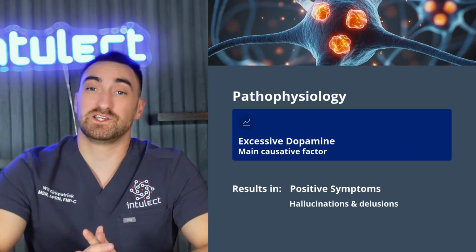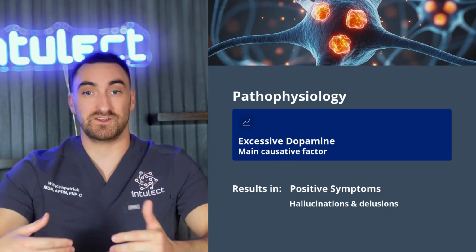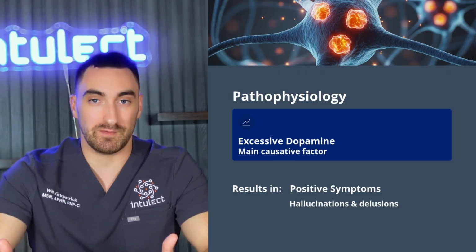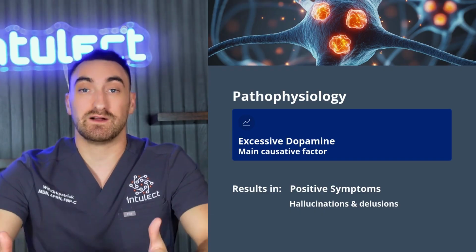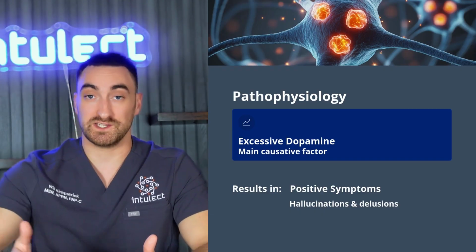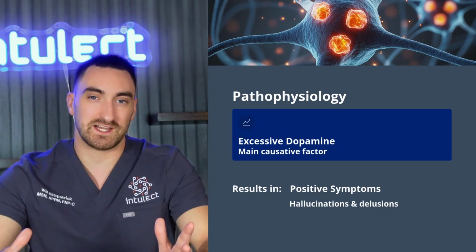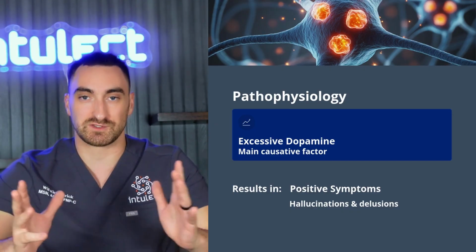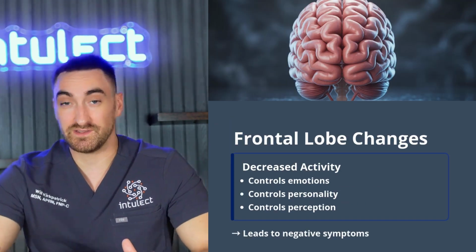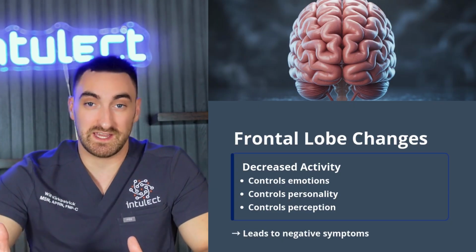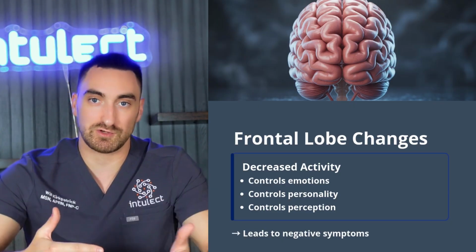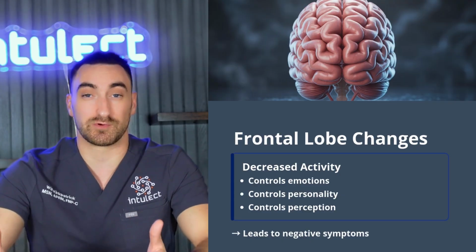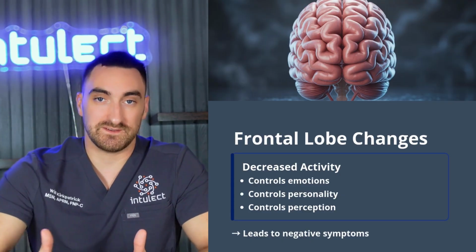The pathophysiology behind schizophrenia is related to dopamine and serotonin, but mainly dopamine, where there is an excessive amount of dopamine, which is causing hallucinations, delusions, all the positive signs and symptoms of schizophrenia, which we're about to get into as well. And additionally, there is a decrease of activity in the frontal lobe controlling your emotions, your personality, and your perception. And that is related to your negative signs and symptoms.